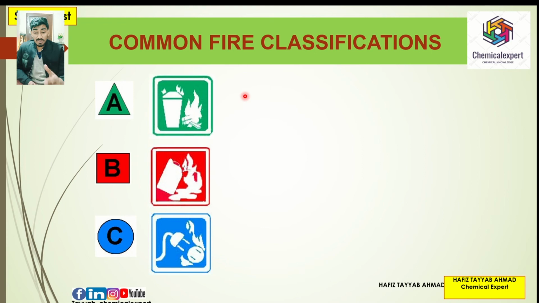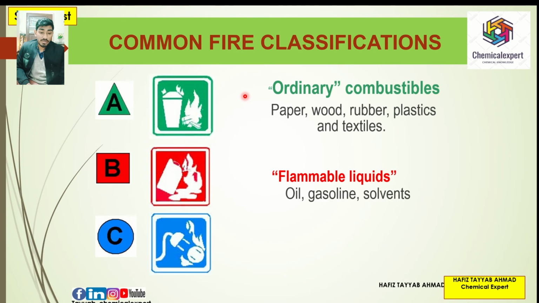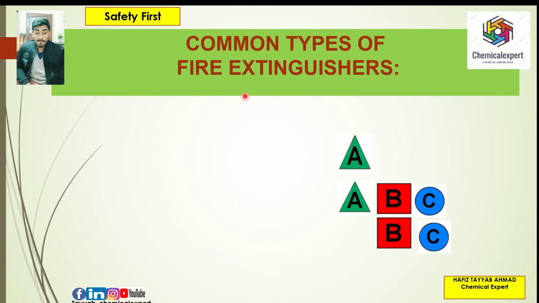Of the common fire classifications, these three are quite common. A class is ordinary combustibles, as I already told you, relevant to wood, solid material, plastic, and textile. B class fire is relevant to liquids, oil, gases and solvents. And class C fire is electric equipment, computers and other such things, which is quite common.